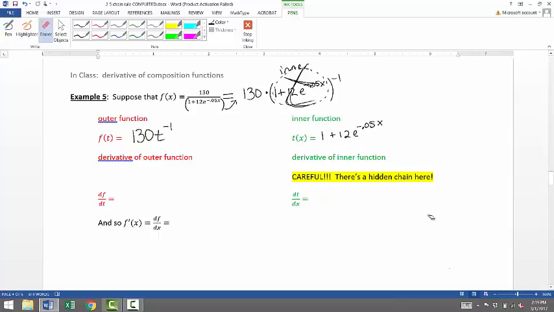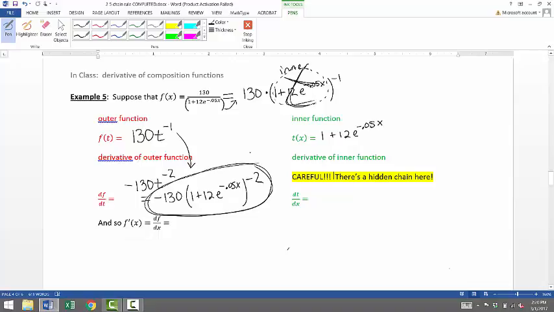Now we want to find the derivative of the outer function and the derivative of the inner function. So df dt, the derivative of the outer function, would be negative 130 t to the negative 2. Then replacing t with 1 plus 12e to the negative 0.05x, we have negative 130 times 1 plus 12e to the negative 0.05x, raised to the negative 2. That's the derivative of the outer function.